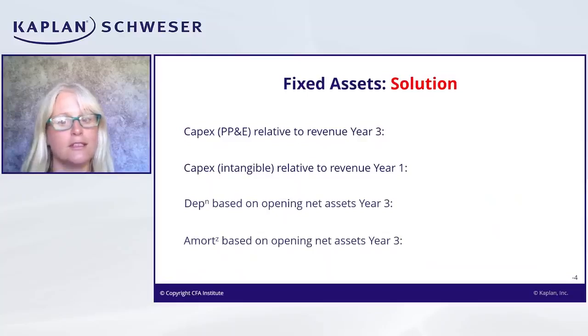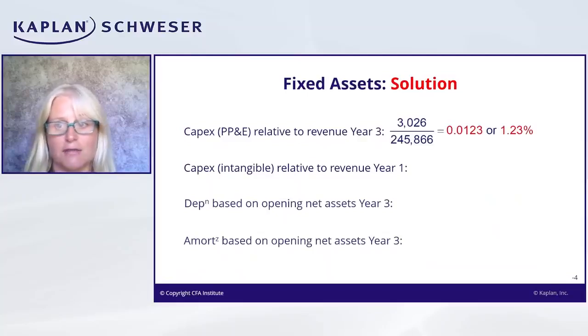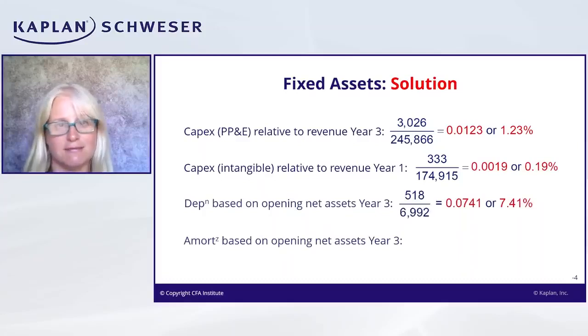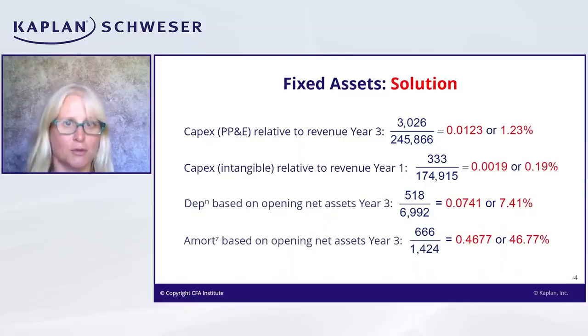Okay, so the CapEx relative to year 3 revenue, remember we're given year 4 revenue is 1.23%, but the CapEx on intangibles is based on the proportion relative to year 1. So those are going to be what we apply to our year 4 revenue. Our depreciation, sneaky, based on the year before's figures. Amortization, similarly sneaky, based on the year before's figures.